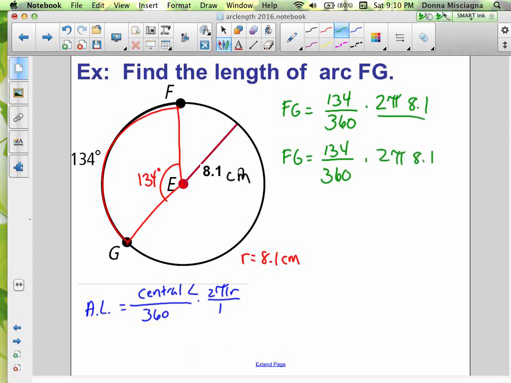Oh, and let's put that over 1 so that we reduce properly. All right, so you might see right off the bat, at least the 2 and the 360 could be reduced. So 2 divided by 2 is 1. 360 divided by 2 is 180.